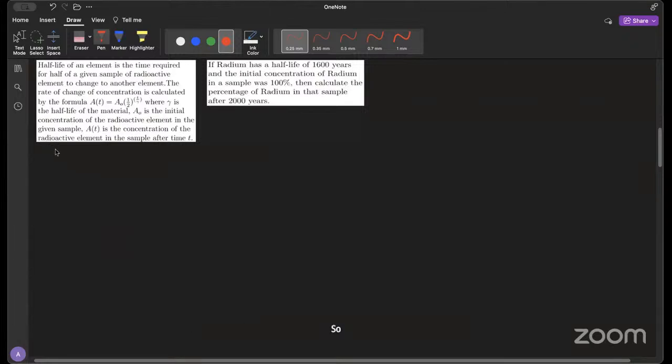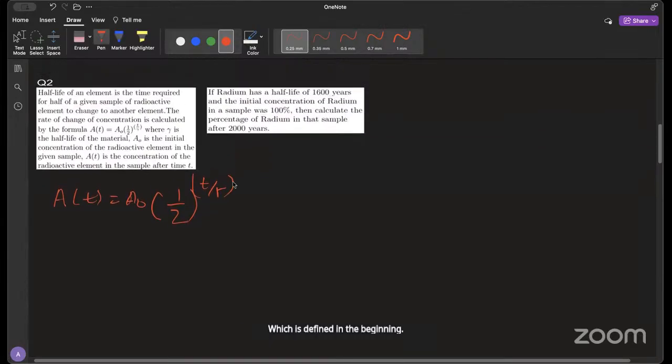So we've been given the definition of what a half-life of an element is in the beginning, and then we've been given an equation, which is A_T equals A naught times half to the power T by gamma, where gamma is defined to be the half-life of the material, which is defined in the beginning.